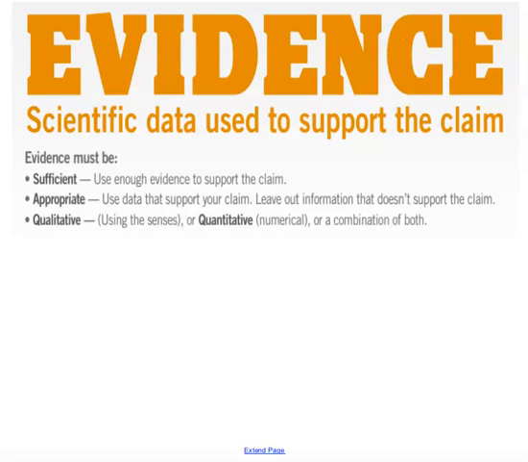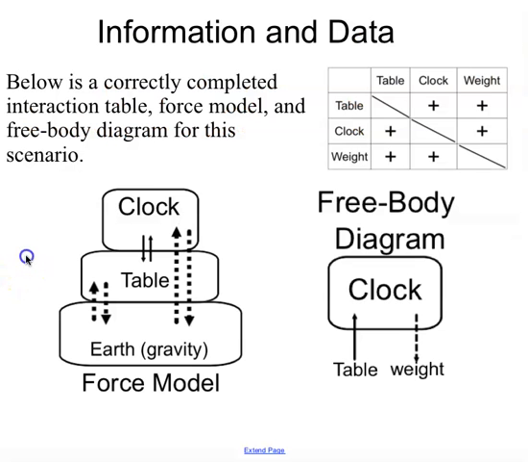So let's look at the data. Let's look at the information. Now you have an interaction table, a force model, and a free body diagram. As you start to look at it, you're going to have to understand what these are. This is part of what I'm testing you on. So why is the clock not moving? Now, in order to have movement, you have to have forces acting on an object. And you can see from the interaction table, the clock has two things interacting with it: the table, and you can see those forces right here, and gravity.